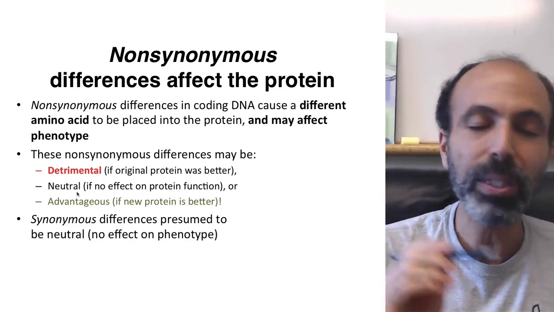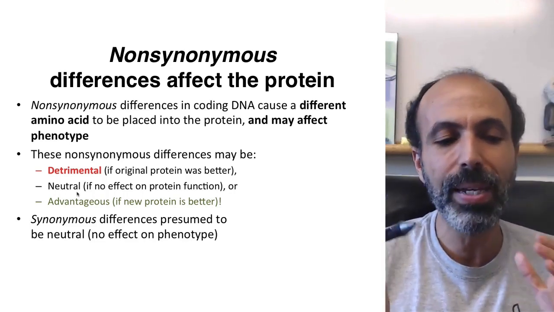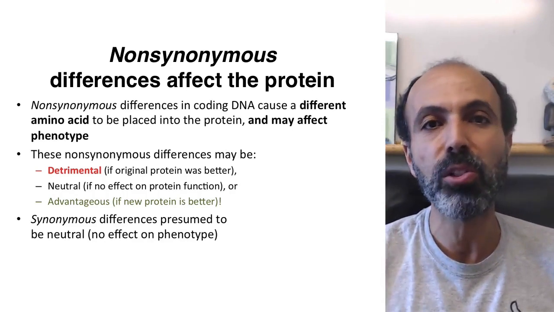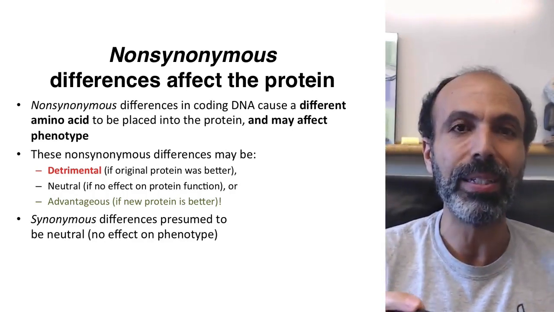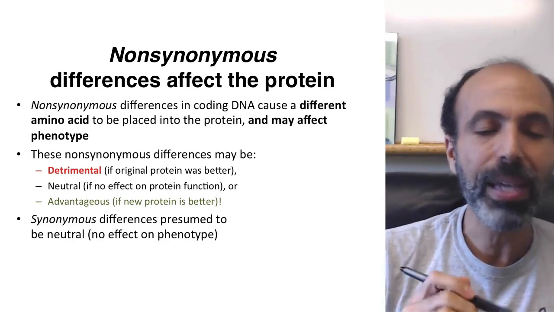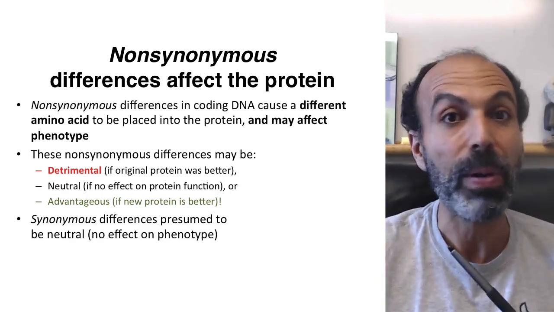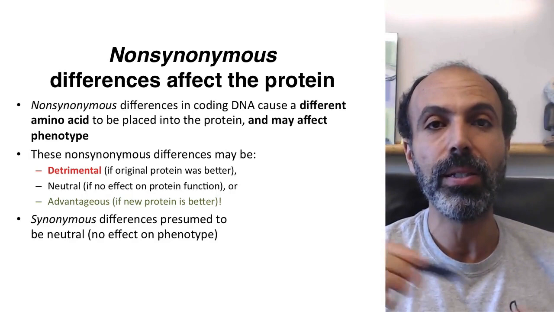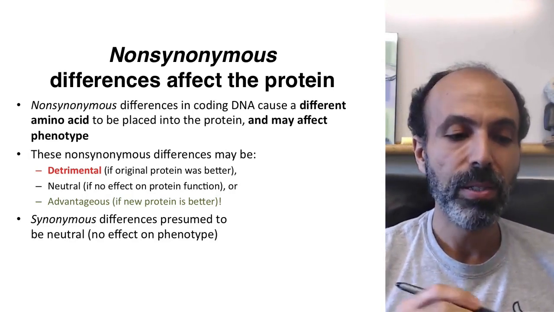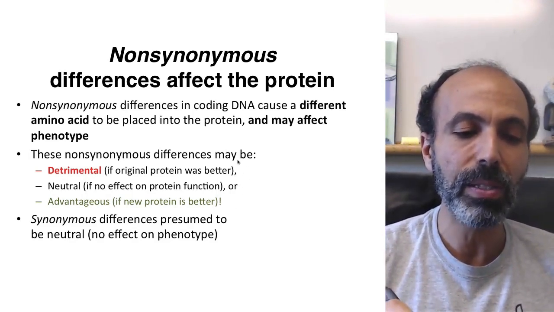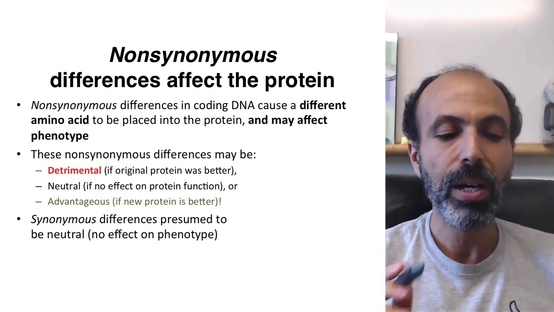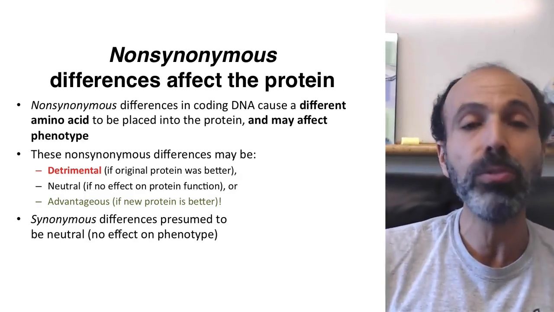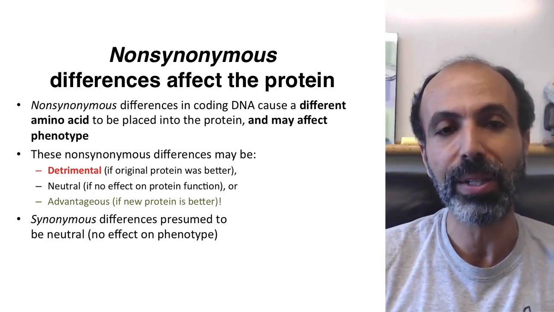They may be neutral. Even though it is changing the amino acid, it may not actually affect the protein's function or structure in a noticeable way, aside from the fact that it is just a different amino acid in there. Or it may even be advantageous. Maybe this new protein, maybe it's better to have AAA than AGA, the amino acid associated with it. So these non-synonymous differences can be detrimental, neutral, or advantageous. In contrast, synonymous differences are presumed in general to be neutral or close to neutral. They're not affecting the phenotype.